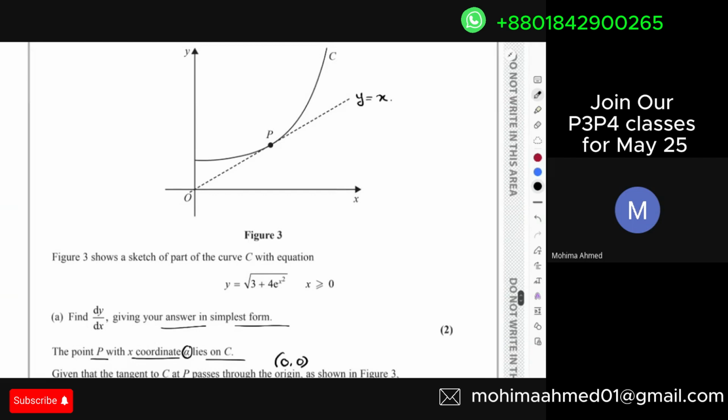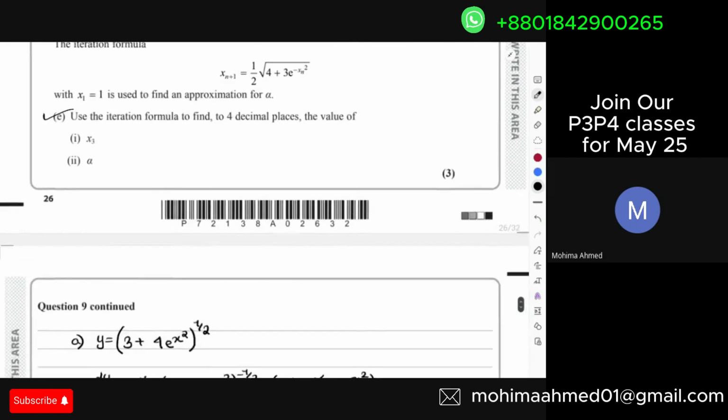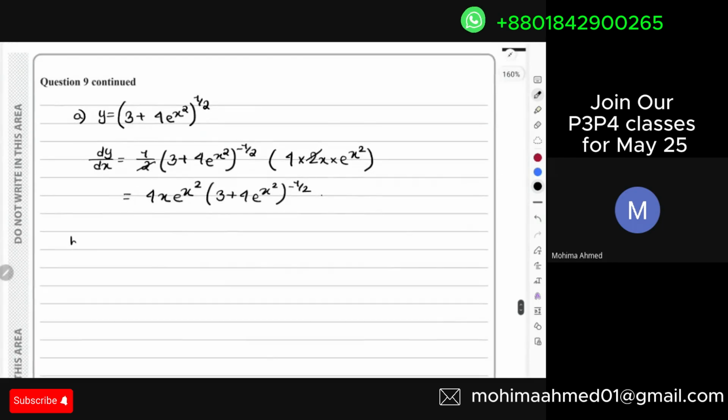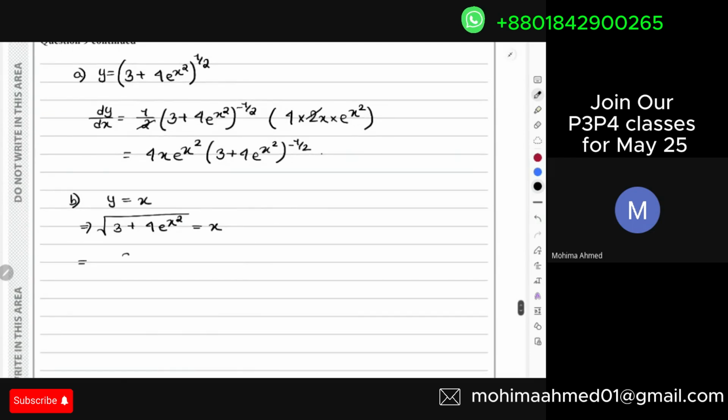What we have to calculate is that since y equals x, I can write for part B that y equals x is the tangent, right? So I can write that 3 plus 4e x square under the square root equals x. Which means that over here, your 3 plus 4e power x square divided by x.